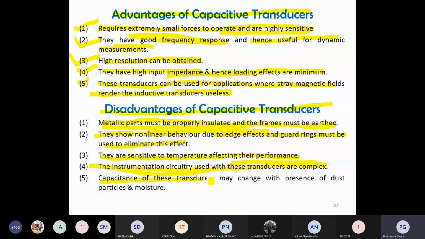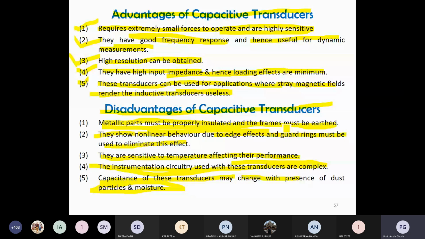The capacitance of these transducers may change with the presence of dust particles and moisture. If you keep it in an open atmosphere, there is an aging effect, which comes from the dust particles available in our environment. Moisture also has a detrimental effect on your sensors or transducers. That is another big disadvantage you can observe in transducers. Still, the benefit of the capacitive transducer is greater, so we use this type of transducer.